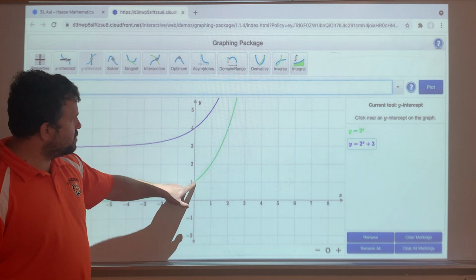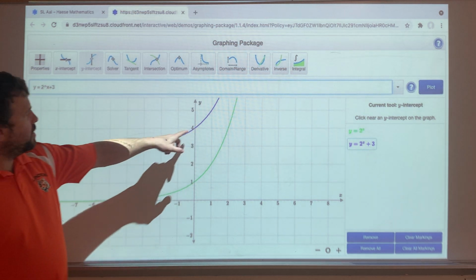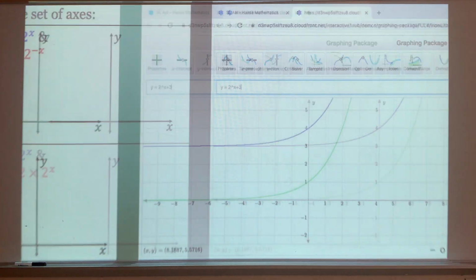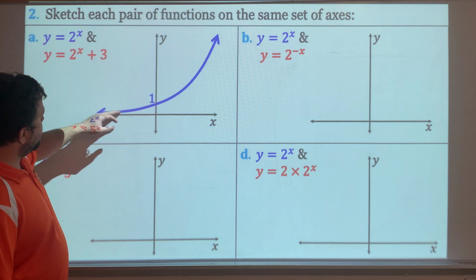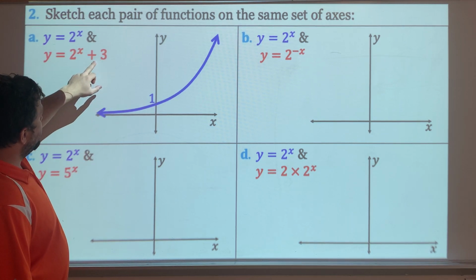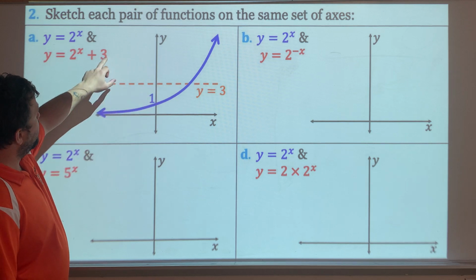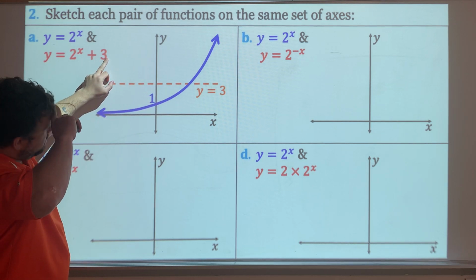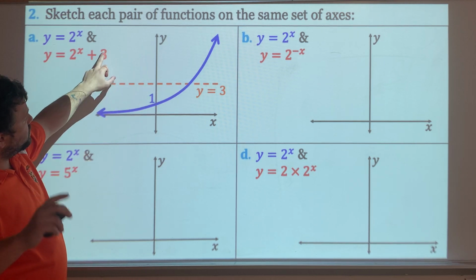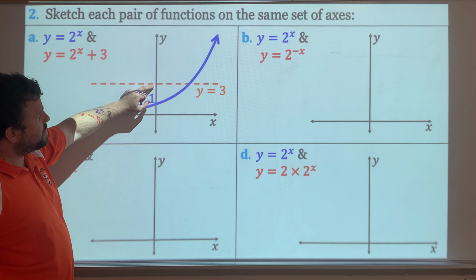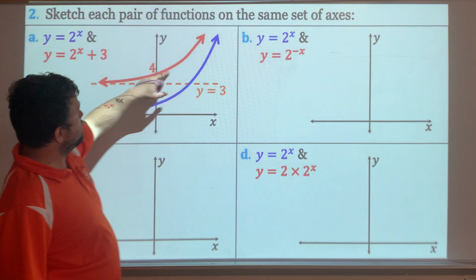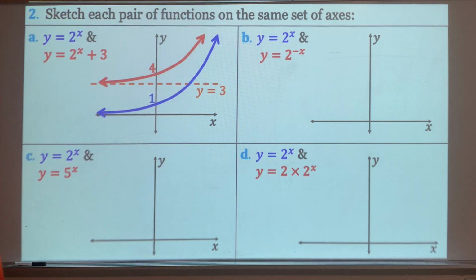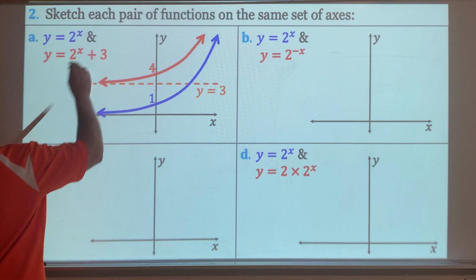Okay, good. Crosses through 1. Horizontal asymptote at 3. Crosses through 4. So now I can do my sketch. So my sketch crosses through 1. Horizontal asymptote at 0. This one crosses through 3. And my horizontal asymptote, crosses through 1 plus 3 is 4. My horizontal asymptote is 3. Why? Whatever this is, that's where my horizontal asymptote is. One above there. All right, remember, horizontal asymptote.